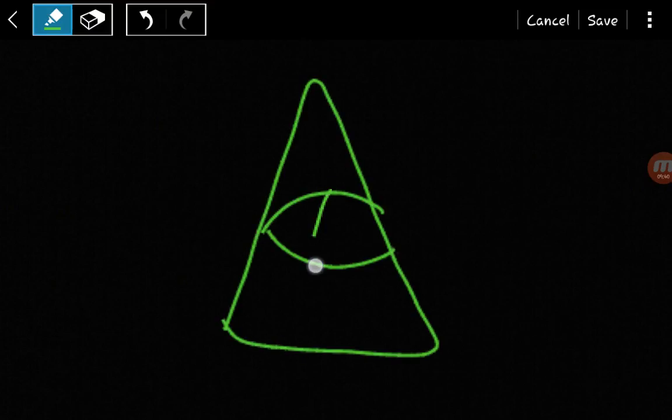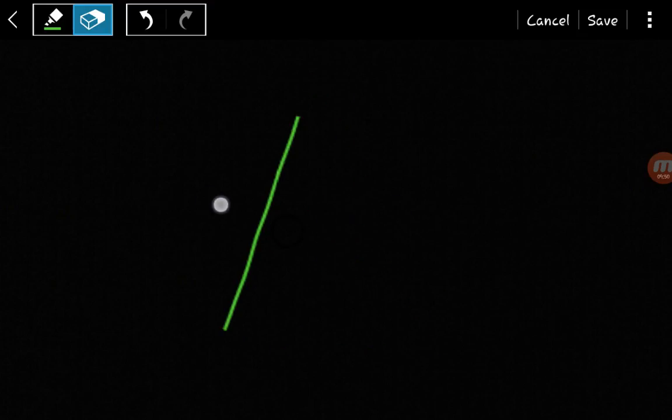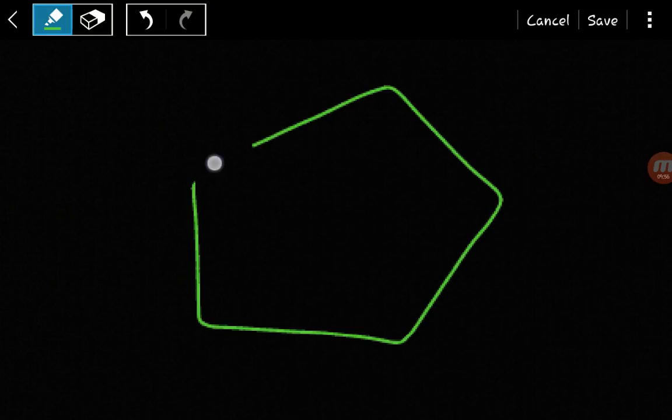But would this be a polygon? Yes, I know, it's the Illuminati. No, it wouldn't, because I had to lift my pencil to draw the eyeball, unfortunately. So, look very closely. Is this a polygon? Yes, it is.